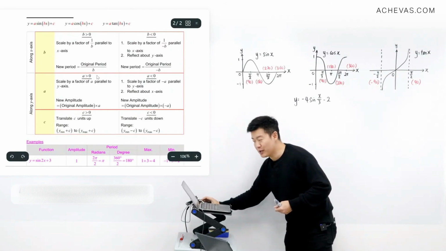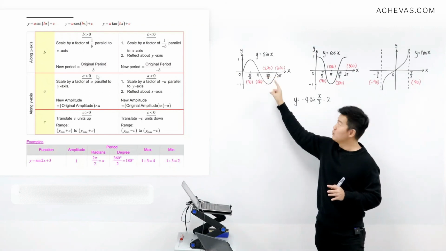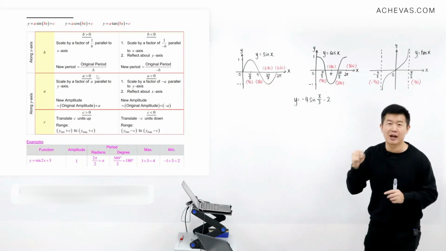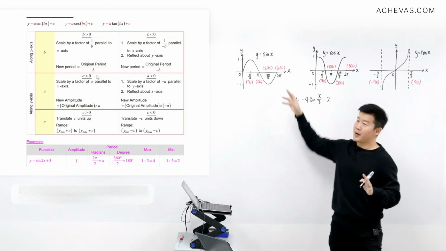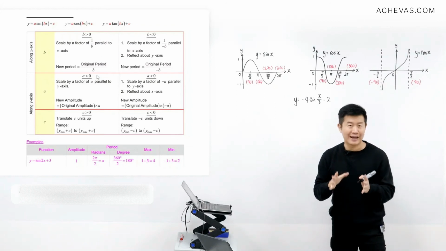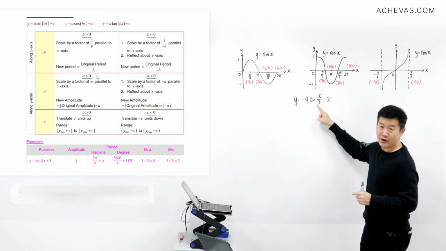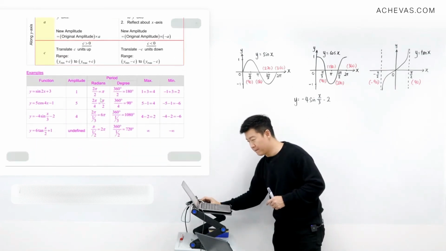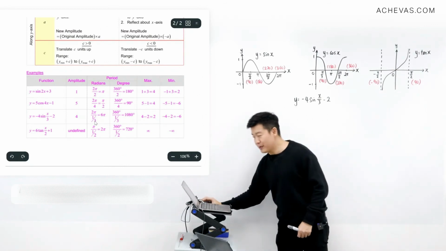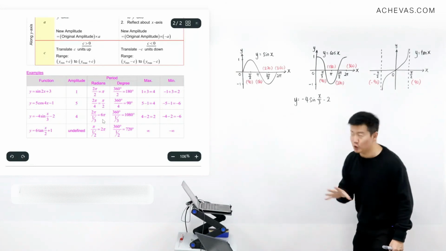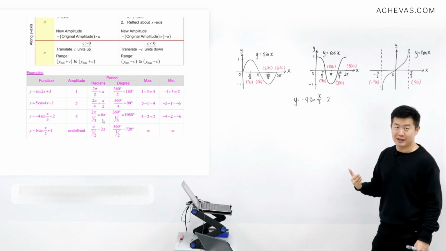Which means that the new period is going to be the original period of the sine, which is 2 pi, divided by 1 over 3. Some students will just see 1 over 3 and take 2 pi divided by 3, and that is wrong. It is going to be 2 pi divided by 1 over 3, like what I've written down here. So the new period is 6 pi. Please take note, it can be tricky to some of us, so we want to make sure that we don't commit this mistake during the exam.